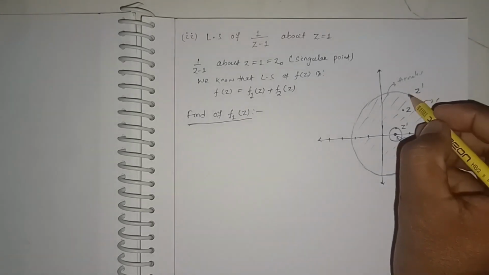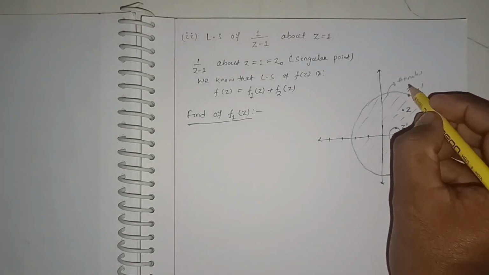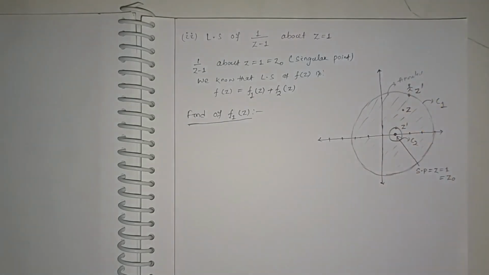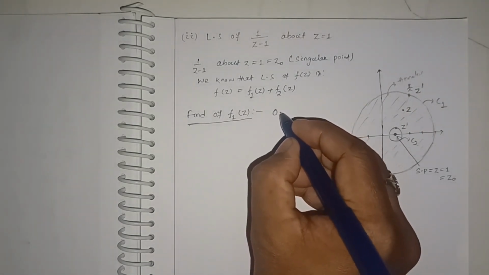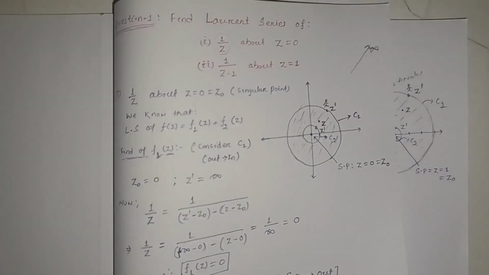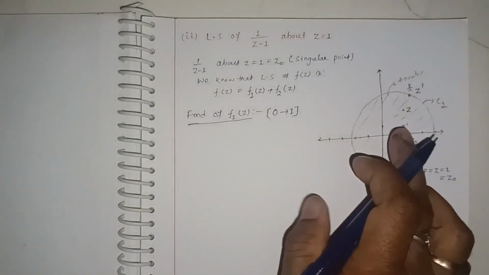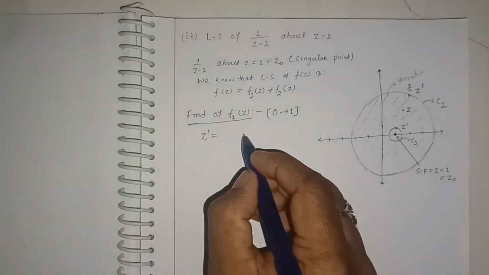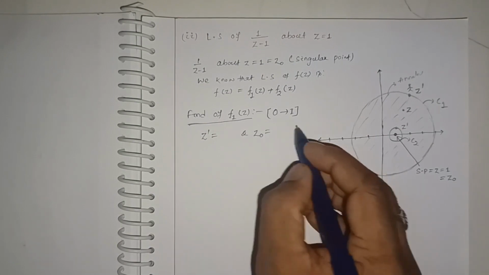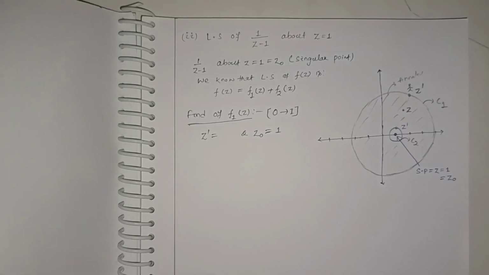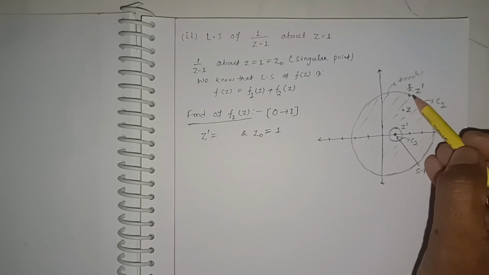Suppose you are standing over here and you are trying to move from z dash from here to this point. That means you are moving out to in. So this is the out to in case. For this case, for f1(z), what will be z dash and what will be z0? z0 is your 1 here, and z dash can be any point.